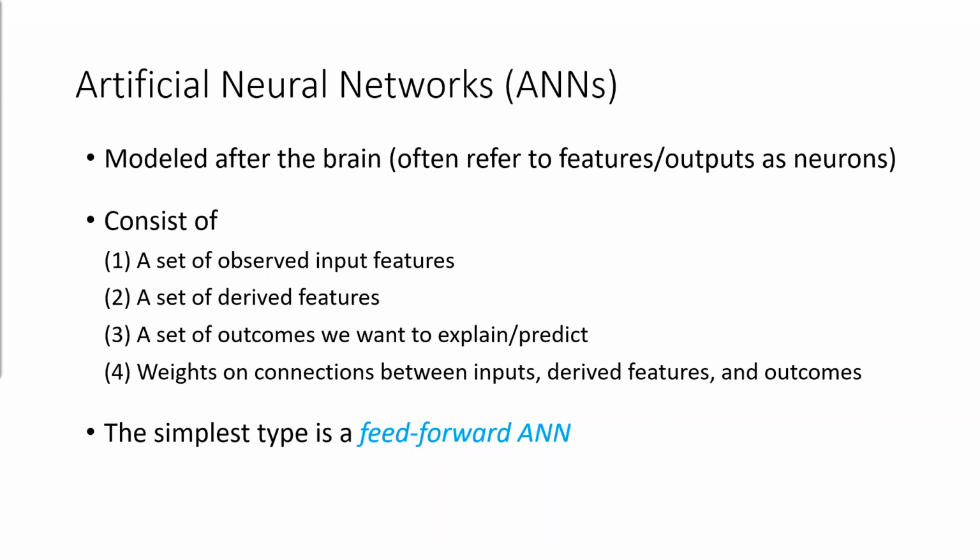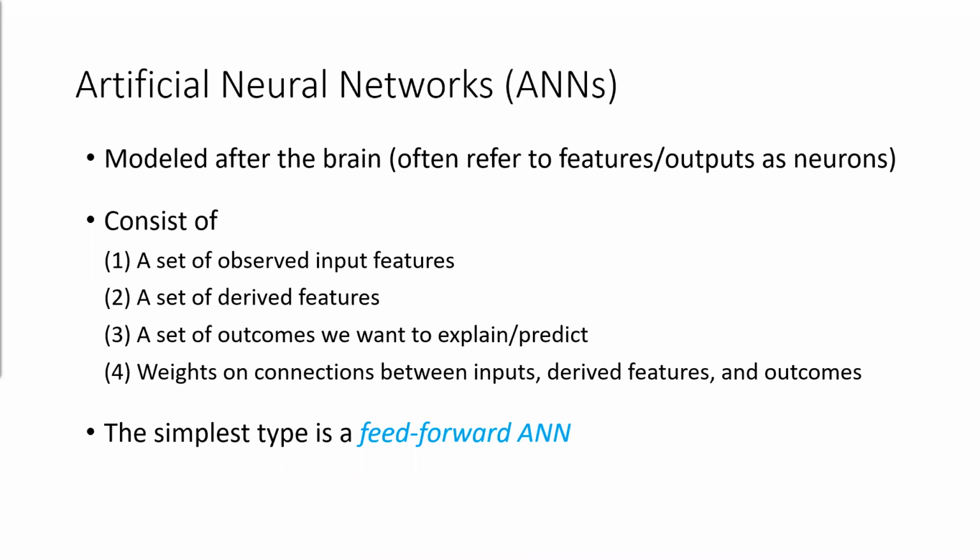For anybody in the group that does latent class modeling, we can think about these as latent variables that we're trying to derive based on our input features. And then we have our outcomes that we want to explain or predict. In this case, for our example, it's the treatment response, yes or no, but we can imagine any categorical or continuous response that we wanted to make a prediction on. And then lastly, we have weights connecting our inputs, our derived features, and our outputs. The simplest type, and the one that we're going to focus on, is a feed-forward artificial neural network, which means information feeds forward through the network to make a prediction on the outcome and not back the other direction.